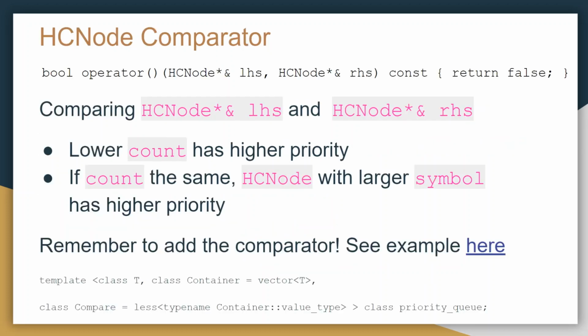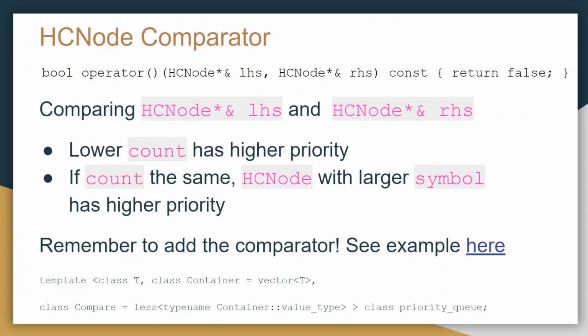So for the comparator, what we are trying to do is determine the priorities for the priority queue. So comparing two HC nodes, which one is greater or lower? In our case, lower count has higher priority. And if the count is the same, the HC node with the larger symbol has higher priority. For this, we highly suggest that you create some tests just to make sure you're doing it correctly, because it can be a little bit confusing to implement.